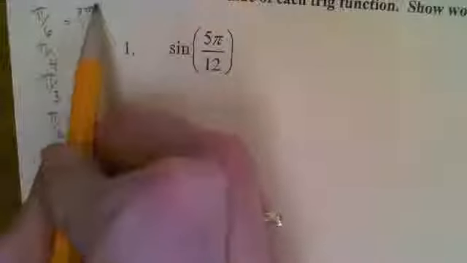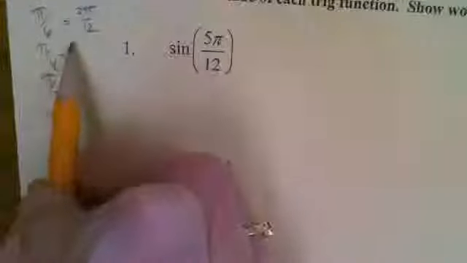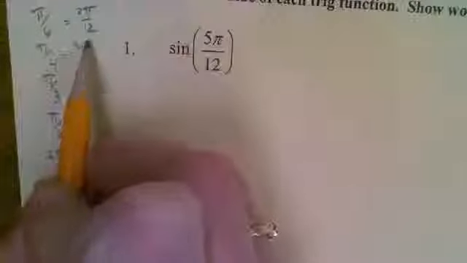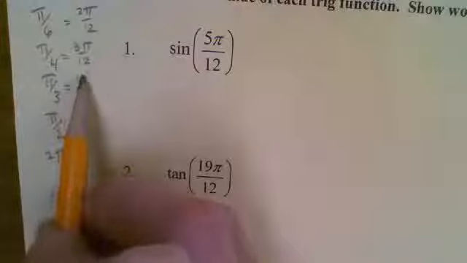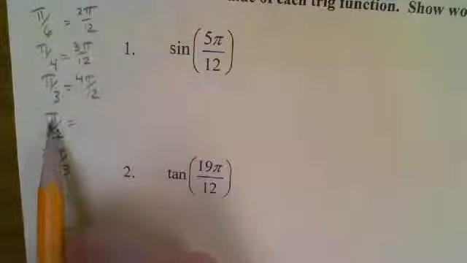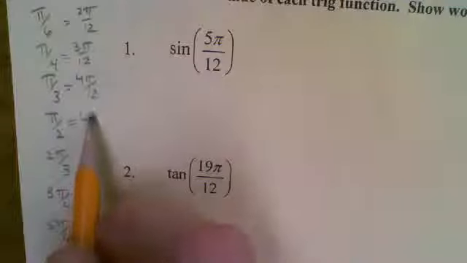So we want to do 12ths. I'm just going to multiply this by 2 over 2, so I would get 2 pi over 12. Pi over 4, if I multiply by 3 over 3, would end up being 3 pi over 12. Pi over 3 I'd multiply by 4 over 4, so that's 4 pi over 12. This I'd have to multiply by 6 over 6, so I'd get 6 pi over 12.